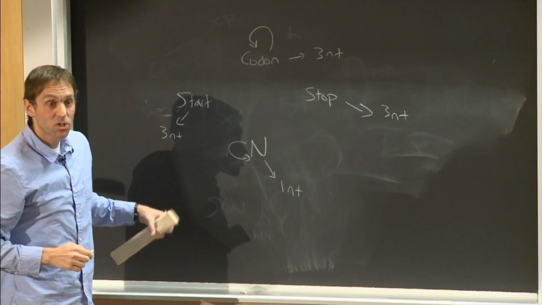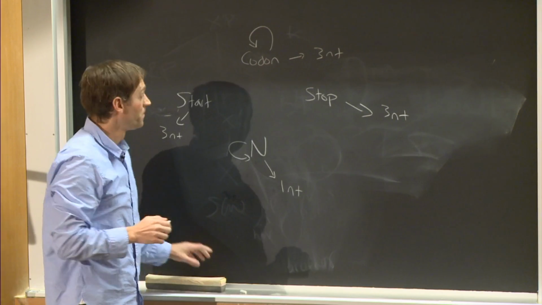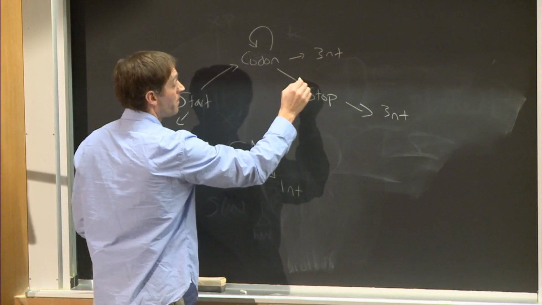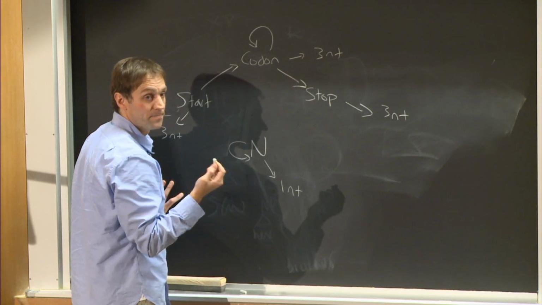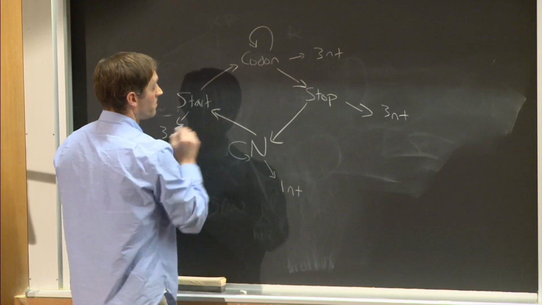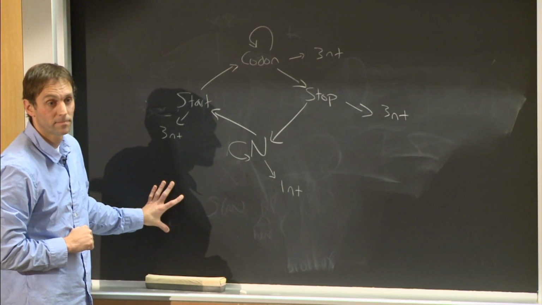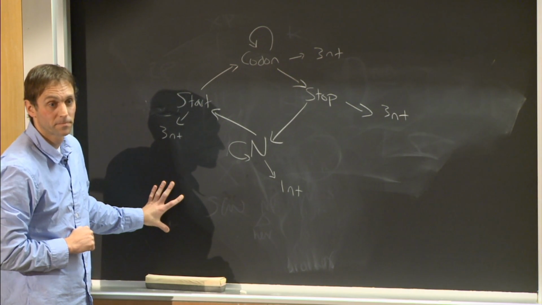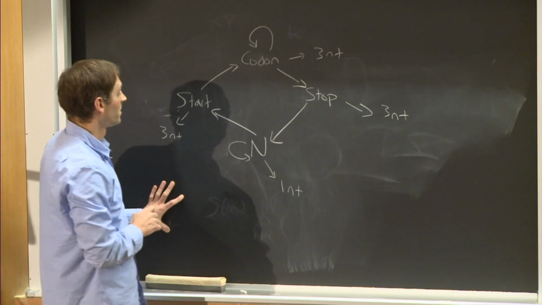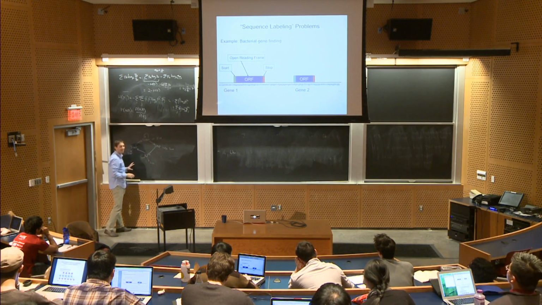And now what transitions should we allow between these states? So start to ORF, ORF to stop, and then stop to end, and then end to start. Any others? Yeah, and N could go to stop as well, right? I'm sorry, N could go to stop? Yeah. So that the genes are. Okay, so that's a question.